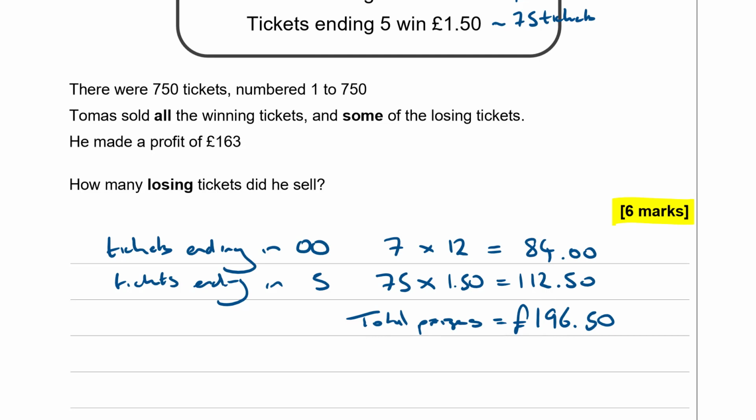Now after he paid out that money, he still had a profit of £163. So his total income then, how much he got altogether, is going to be his prize money paid out plus the money he's got left over. So his total income for playing the game is going to be his £163 profit plus his £196.50 prize fund, which adds up to £359.50.